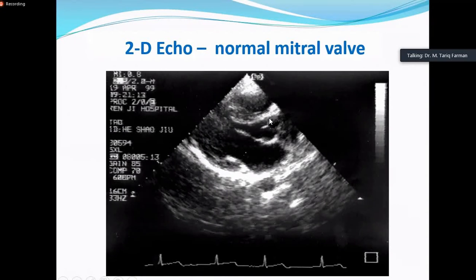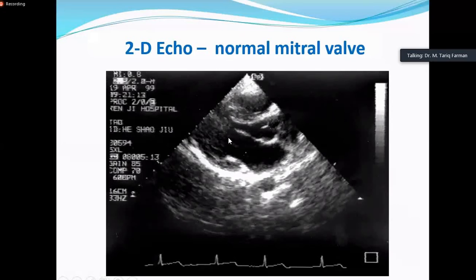This thin line is closed actually, right? Because this is the diastolic phase. Why am I saying that this is the diastolic phase? Because the mitral valve is widely open. You can see the anterior mitral leaflet and the posterior mitral leaflet. This is the left atrium, and blood is going towards the left ventricle in the diastolic phase, and the aortic valve is closed. So this is the normal mitral valve.